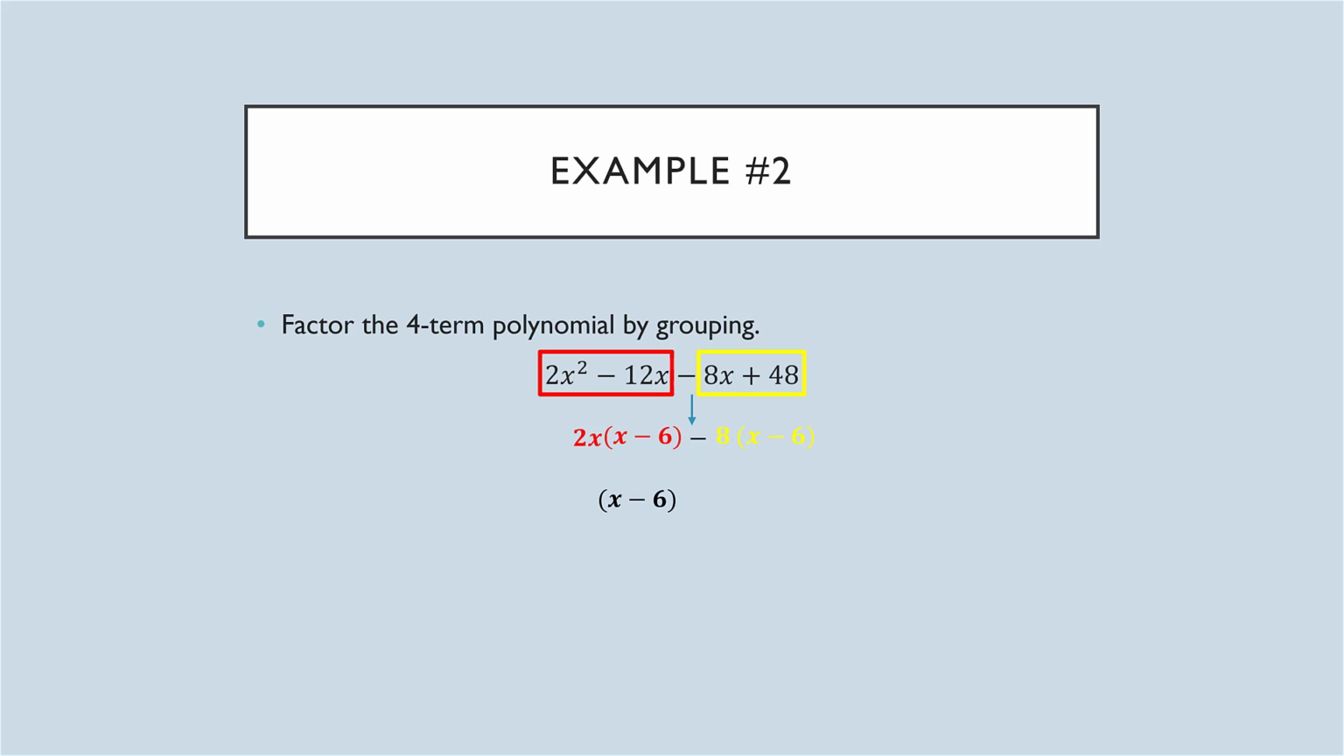And then I'm going to take the pieces on the outside, that red and yellow GCF, and put them inside my other set of parentheses. So I have 2x minus 8. And this here would be our factored form. And that's all we're doing today; we're not going any further. We're just going to stop right there at factored form.